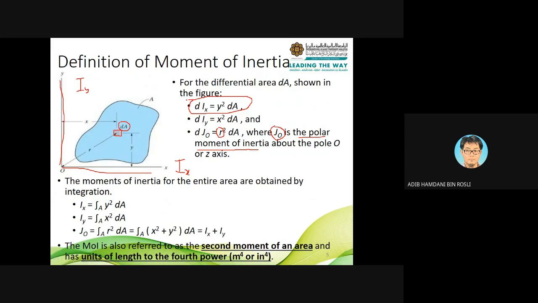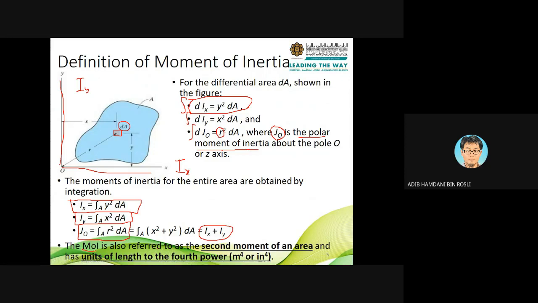What happens if you integrate these three? For Ix, the formula is the integration over the area of y squared dA. For Iy, it is the integration over the area of x squared dA. And for J, the polar moment of inertia, it is the integration over the area of r squared dA, where r is the radius. If you substitute, r squared is x squared plus y squared, so J is Ix plus Iy. So the polar moment of inertia will be Ix plus Iy.